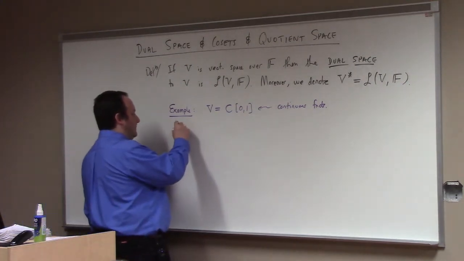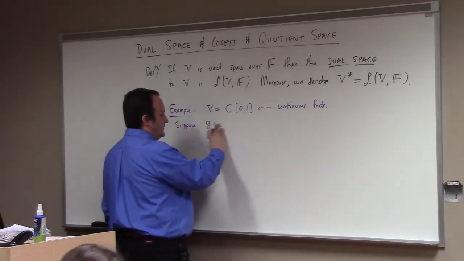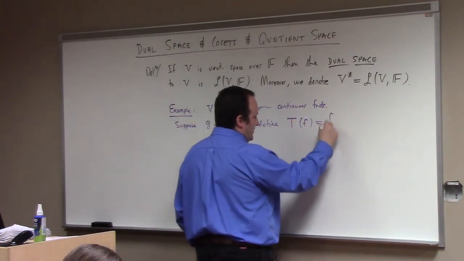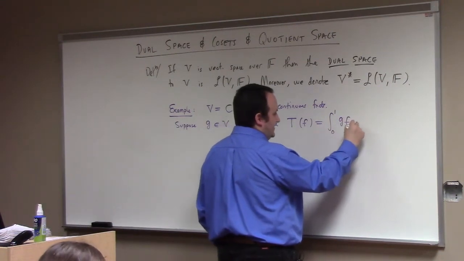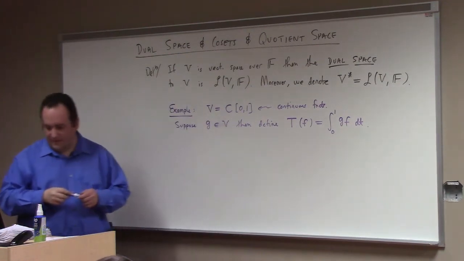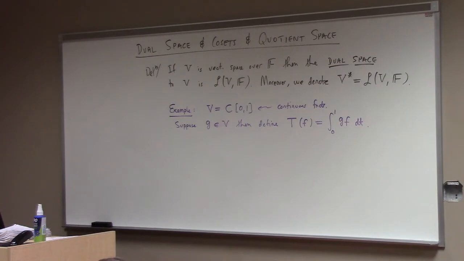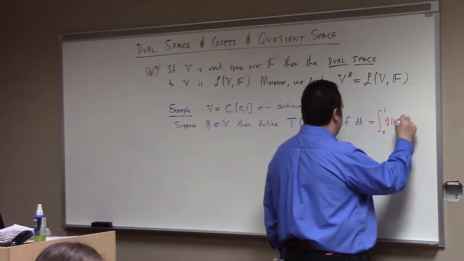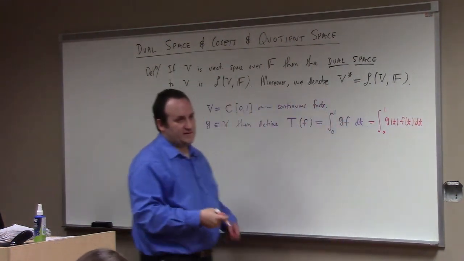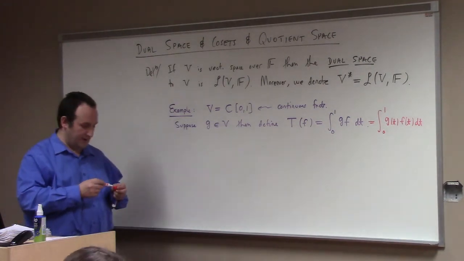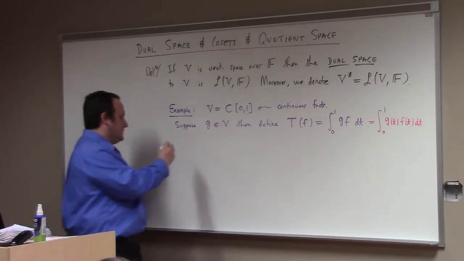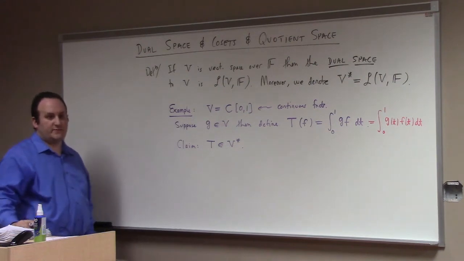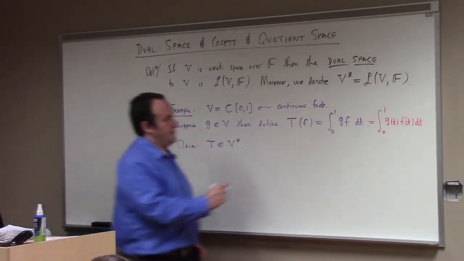Suppose g is an element of V. Then define T of f to be the integral from 0 to 1 of g times f dt. If you want me to be more pedantic, the notation I would often use in calculus would be the more annoying, but technically correct, integral of g of t, f of t dt. I'm looking at g and f both as functions of time and integrating time from 0 to 1. But I'm not going to write the t because it just gets old. So my claim is this: T is an element of V dual. T is an example of what's called a linear functional. By the way, these things are linear functionals.